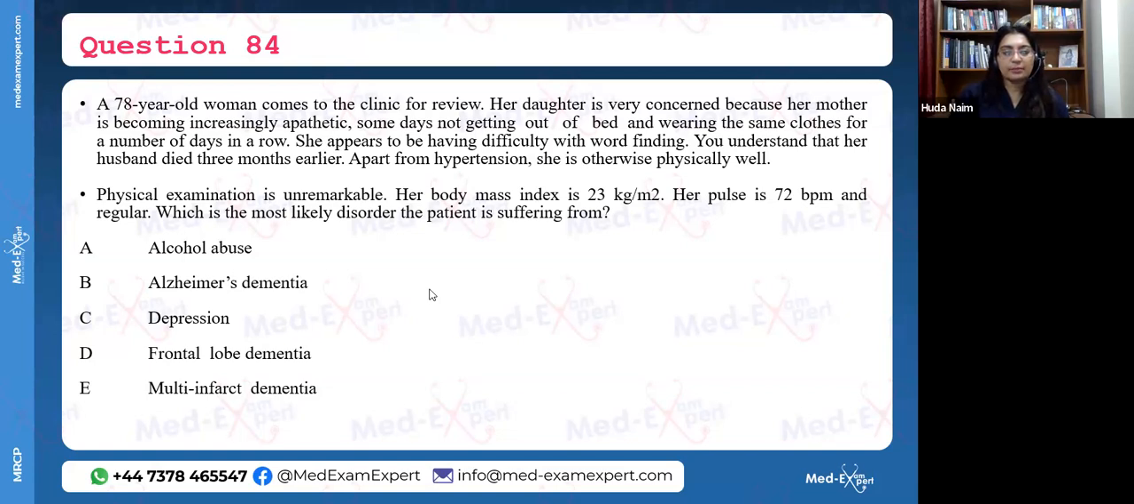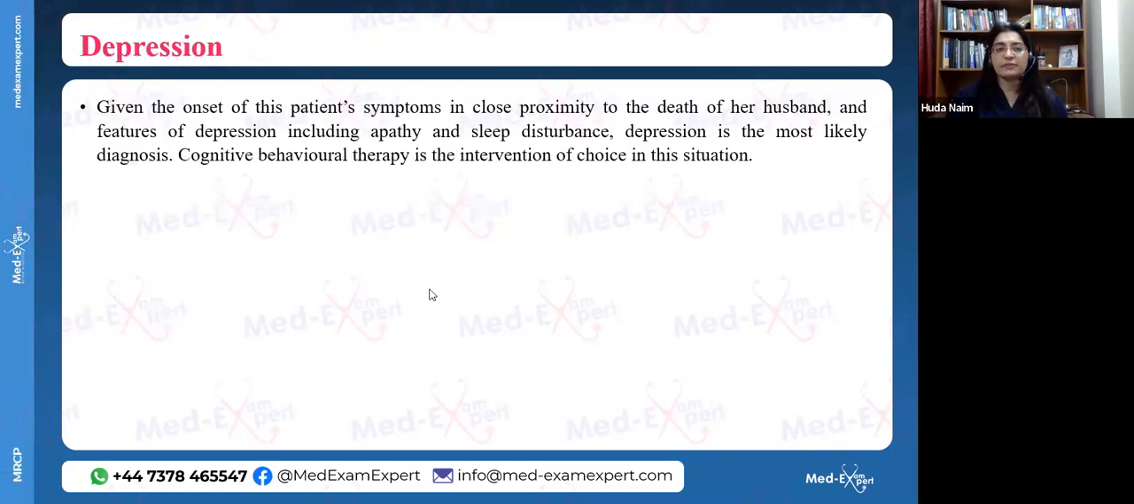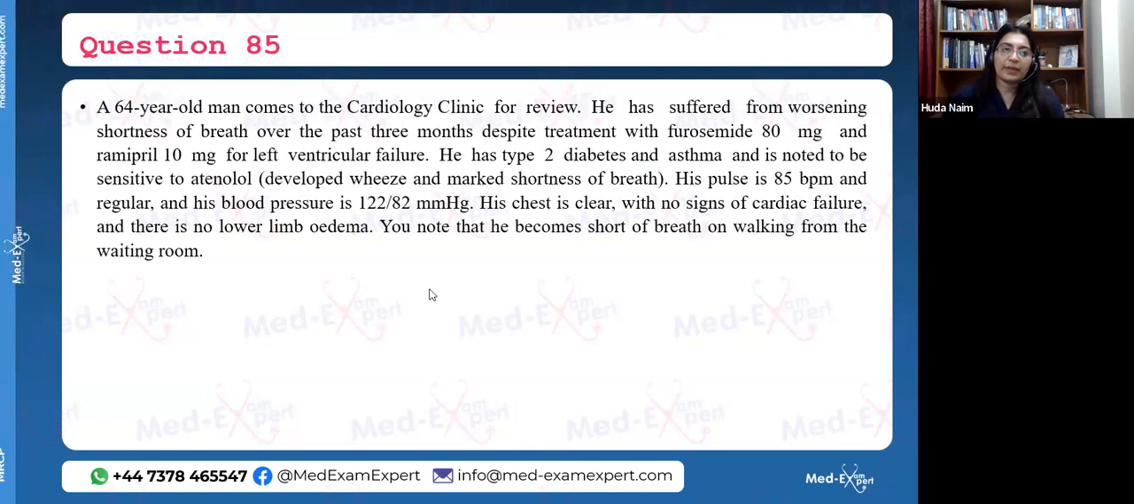Very good, Dr. Anam. Yes, it's depression. The patient has a family history, there's a death in the family, apathy, and sleep disturbance. So the main diagnosis is depression. And how will you manage this patient? You will offer this patient cognitive behavioral therapy. Okay, the next question.